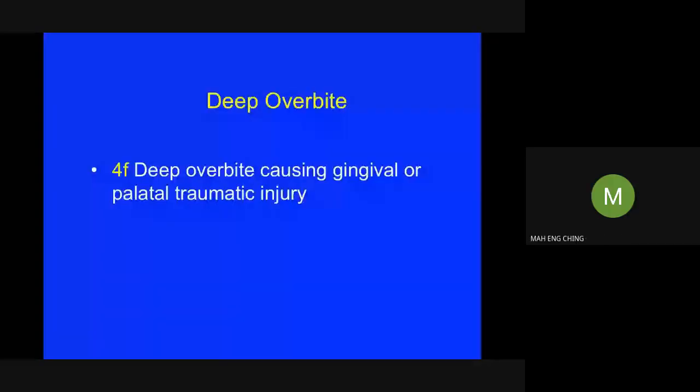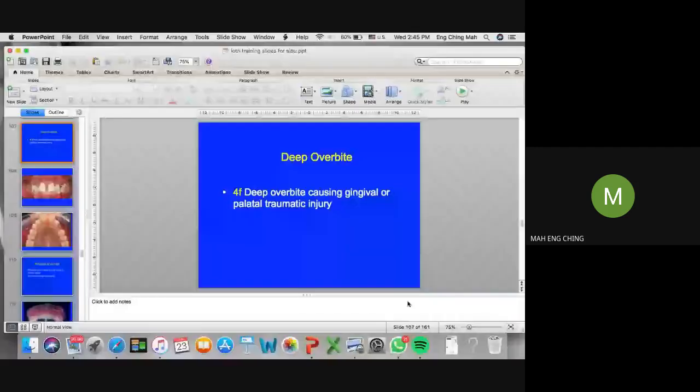So the last one is overbite. I think the slide is not moving. Okay, lagging. Maybe I just log out and come back.